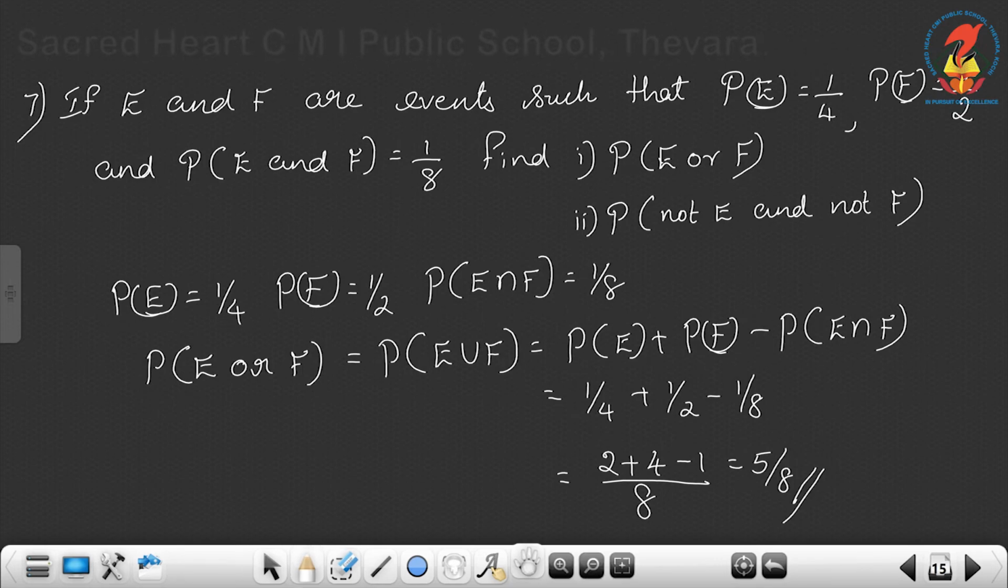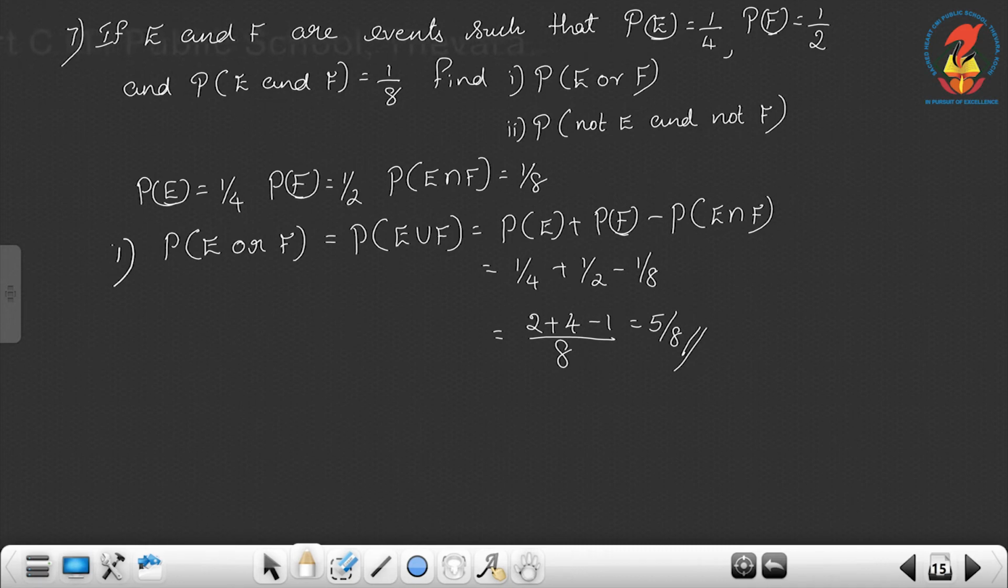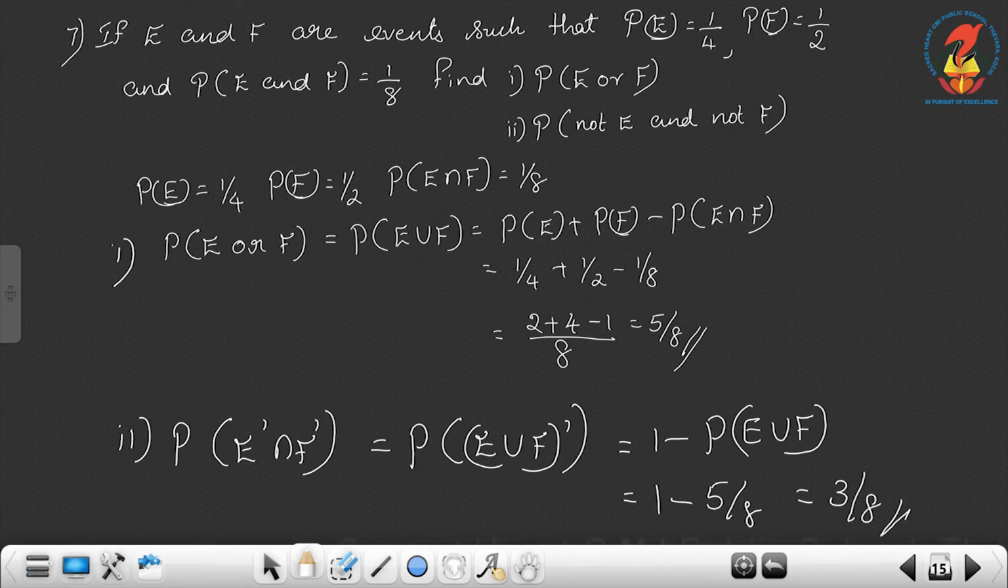Now what is P of the second one? This is the first one. The second one is P of not E, not F, with the notation E complement intersection F complement. That is the same as, by De Morgan's law, E union F the whole complement. That is the same as 1 minus P of E union F. So it is 1 minus 5 by 8, that is equal to 3 by 8. Okay.